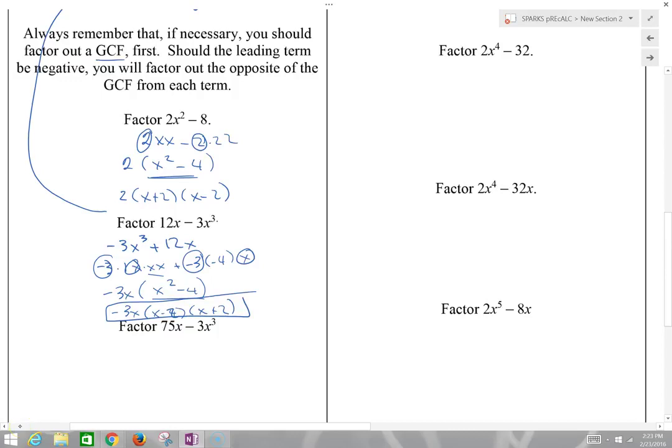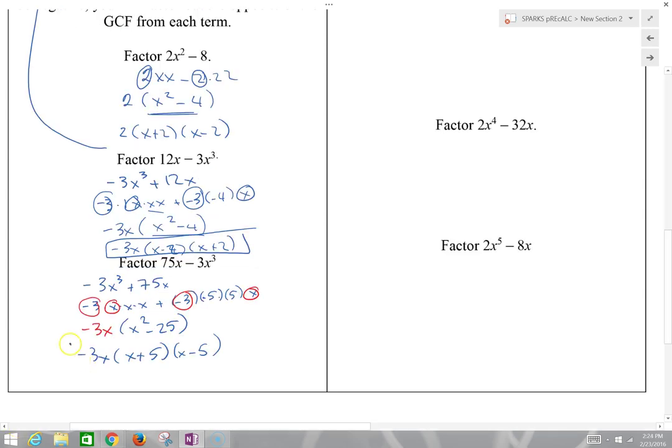Why don't you go ahead and factor 75x minus 3x cubed and check your answer. So pause this right now. You'll see that the final answer is negative 3x times x plus 5 times x minus 5.